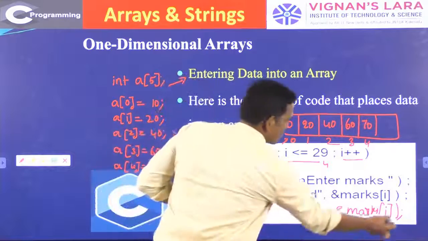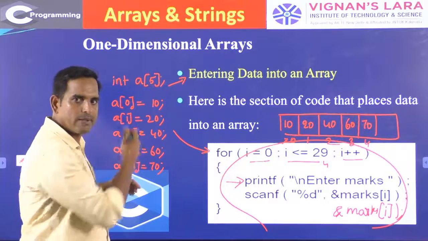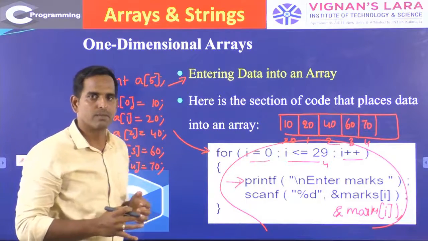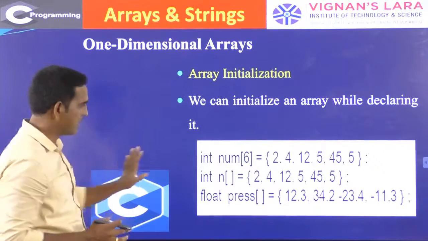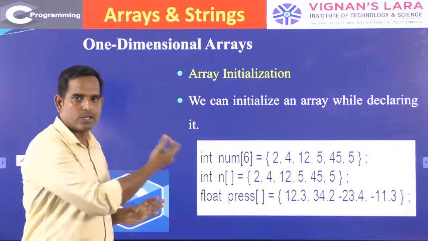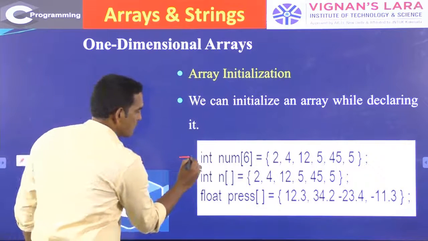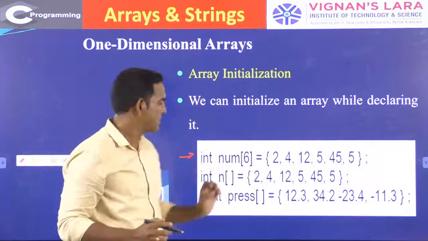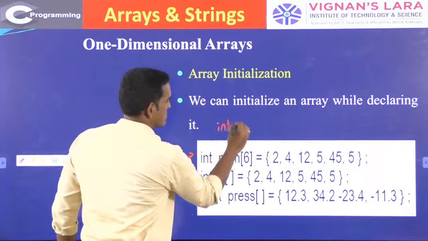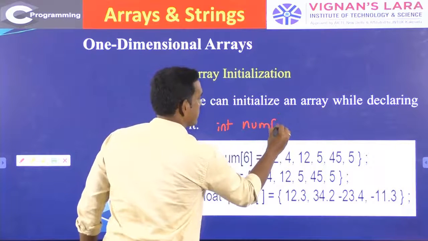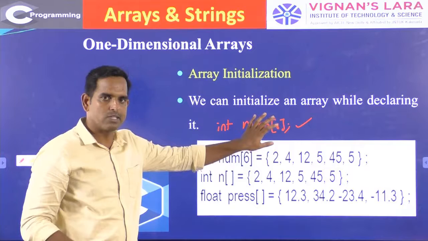This is how you can enter the data into your array by using your for loop, or by using the individual assignment statements. This is how you can enter the data into an array. Or there is another way in which you can give the values into the array during the declaration itself. That is, while declaring, you can give values by initializing your array. You can have a declaration like num of 6. In the previous statements you just declared, but you haven't given any values. So when I declare this, you will have garbage values in that.